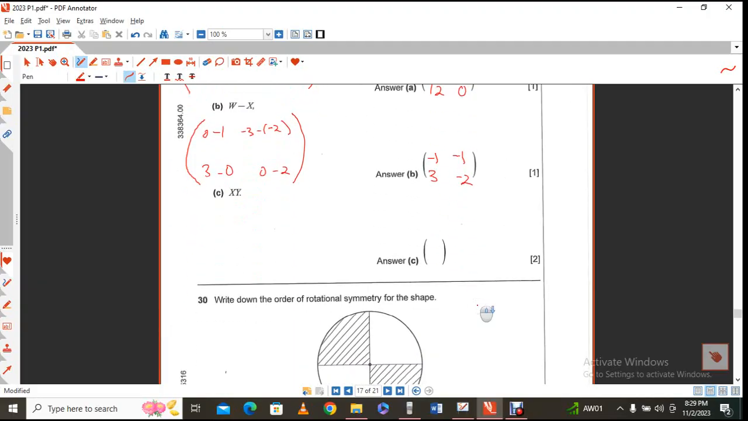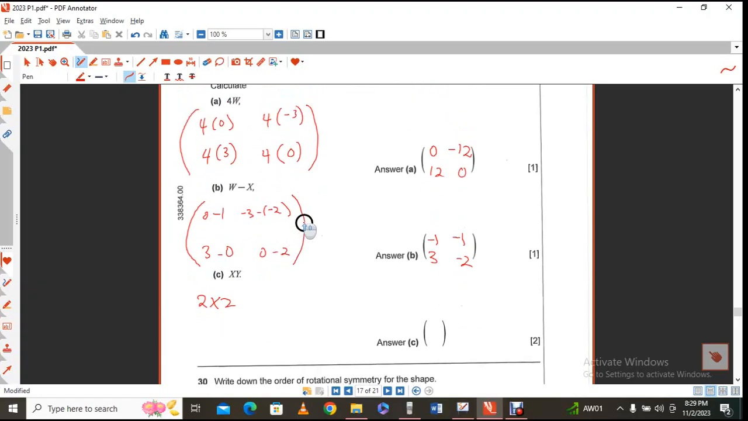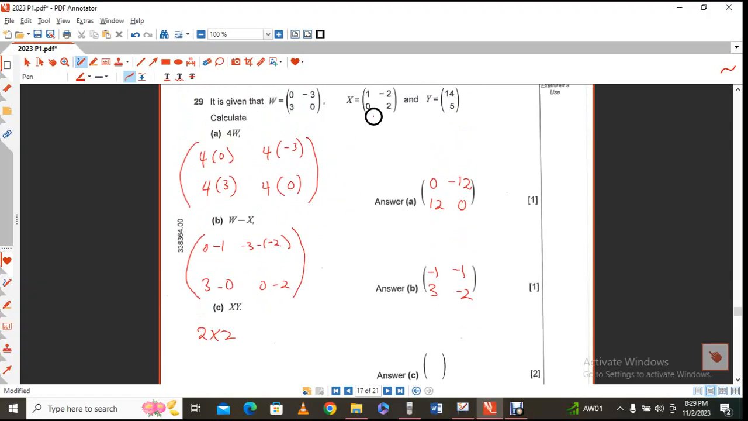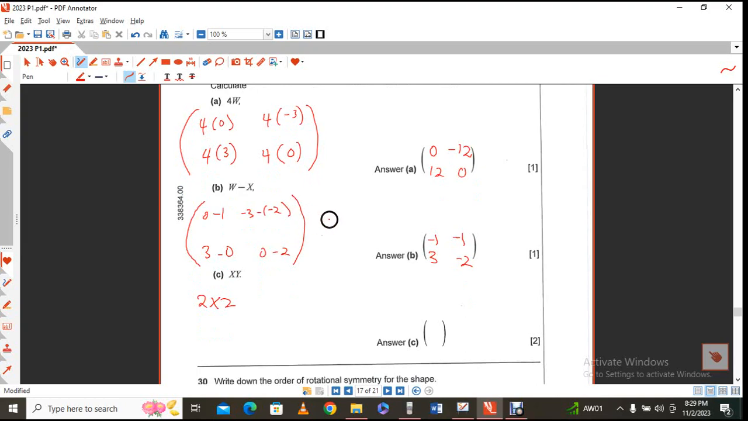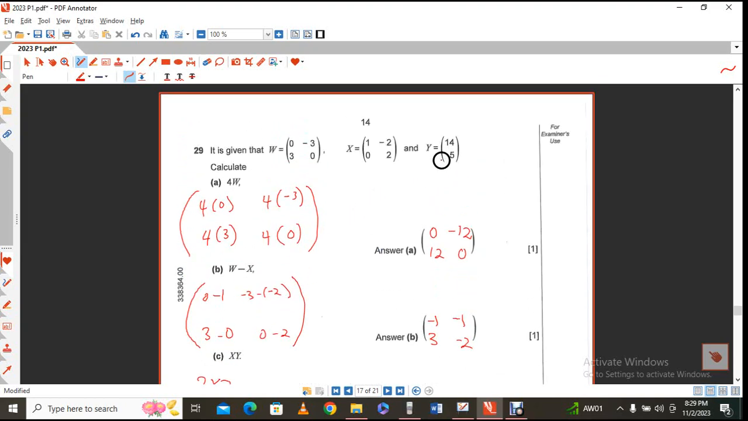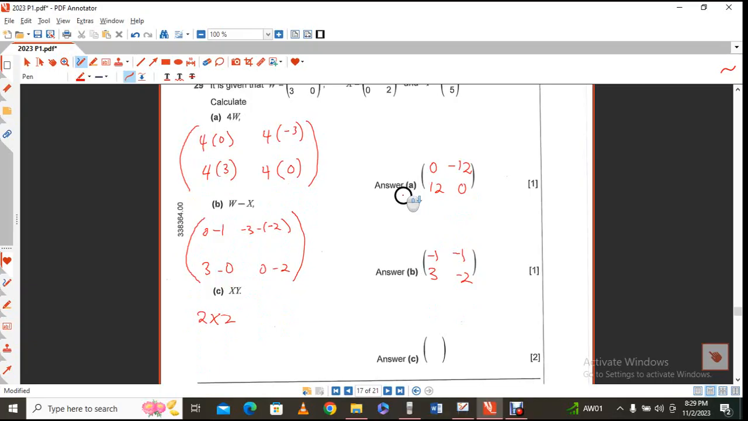For part C, when you are doing matrix multiplication, the matrices must be compatible. If you look at matrix X, it is a 2 by 2 matrix, 2 rows and 2 columns. Matrix Y is a 2 by 1 matrix.